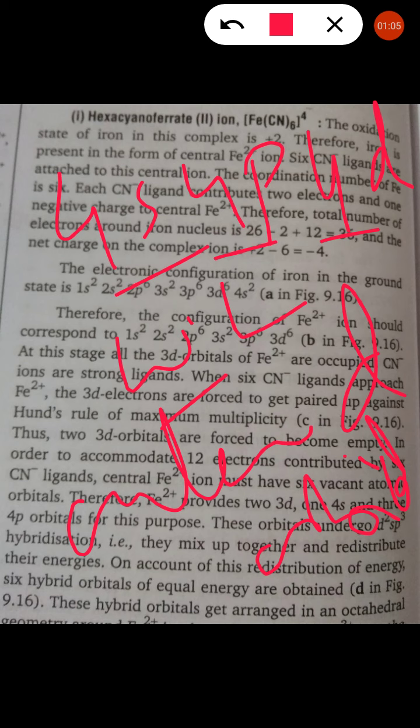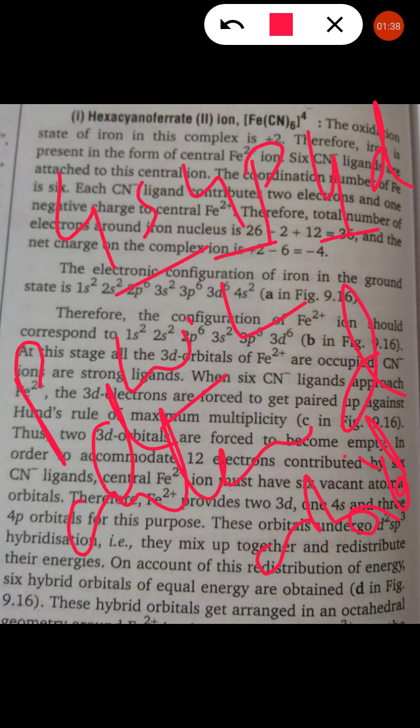Then magnetic property. While we discuss magnetic property, it may be paramagnetic or diamagnetic. If it is paramagnetic, it contains unpaired electrons. If one electron is unpaired or more than one electron is unpaired, it is said to be paramagnetic. If all are paired, it is diamagnetic. After finding the magnetic property, we calculate the magnetic moment, mu, and its unit is Bohr magneton.